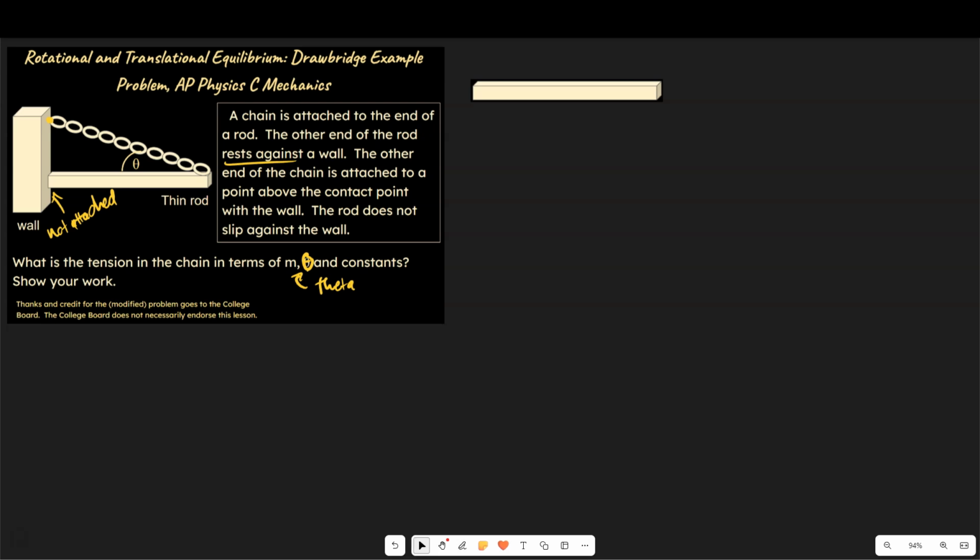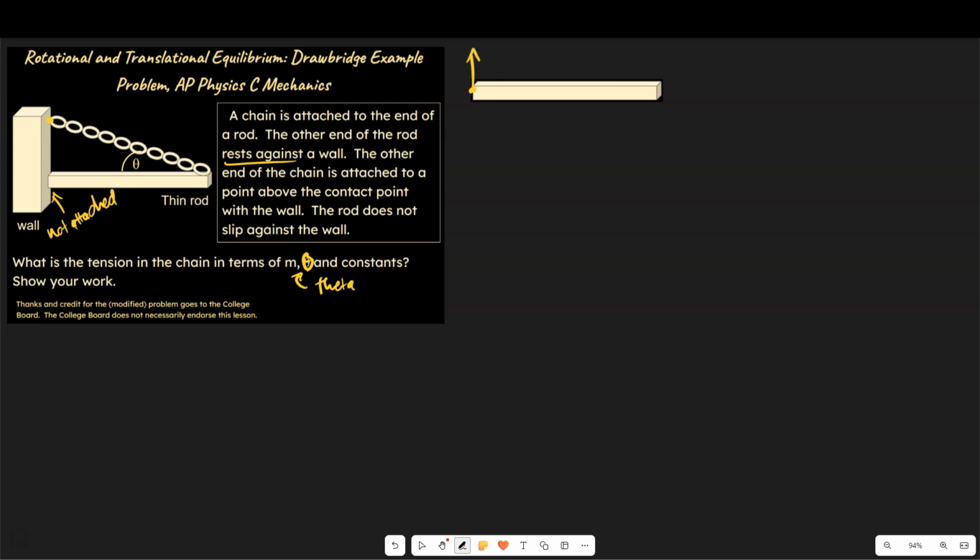First things first, we're going to start with a free body diagram of what's going on here. So we've got some forces. If you want to pause for a second and do this as best you can on your own, go for it. Now's a good time to pause if you choose. Okay, and so let's move forward. Let's think about our forces here.